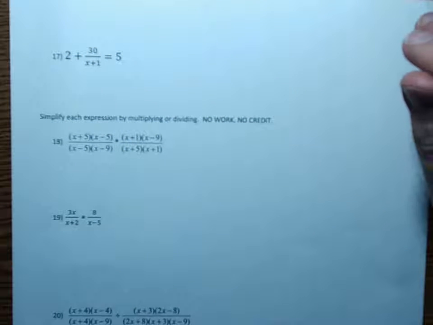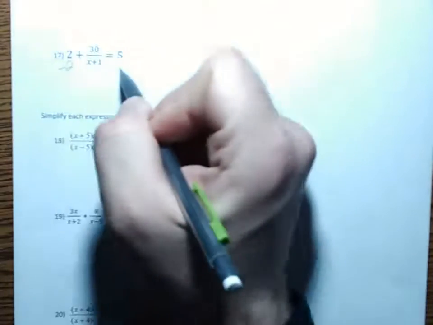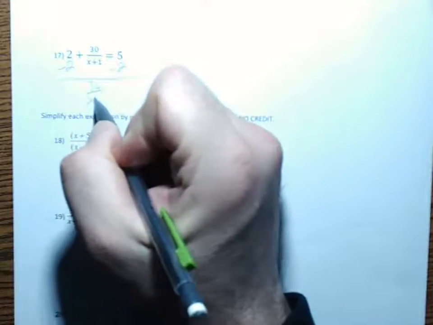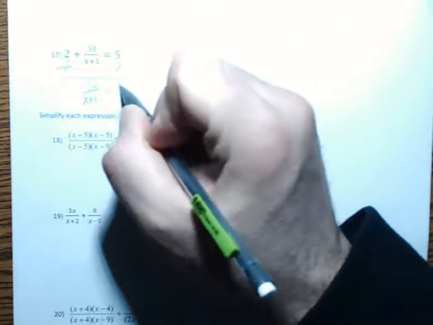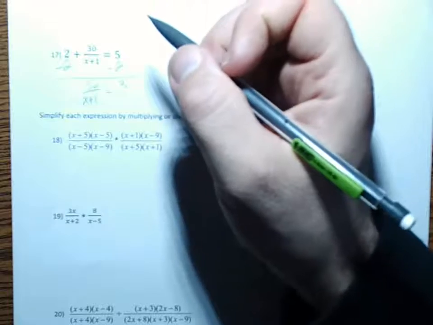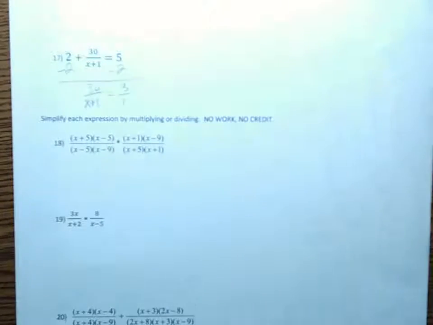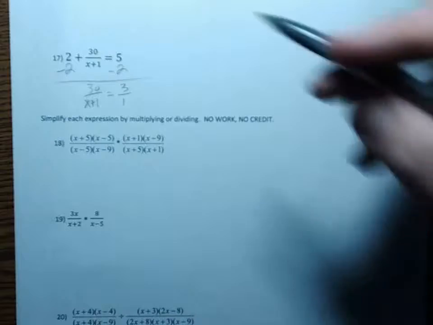And then I had a teacher, much smarter than myself, say, well, why don't you just subtract 2 from both sides first? So 30 over x plus 1 will equal 3. And I thought that's a great idea. That narrows some things down, and even better, if I make 3 into a fraction by putting it over 1, I now have a proportion, and I don't need a common denominator. So it saved me a lot of time and effort.